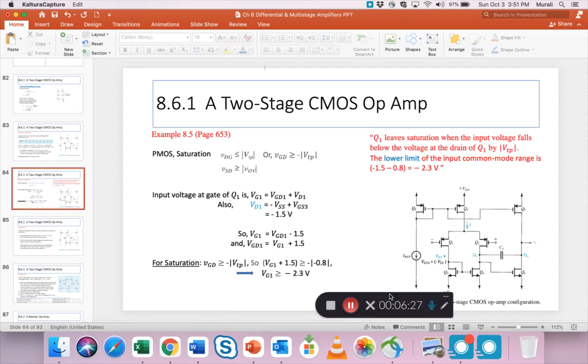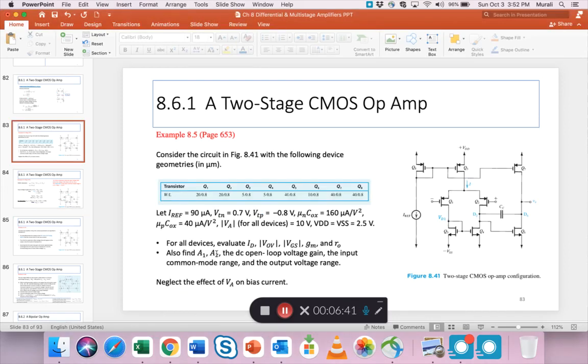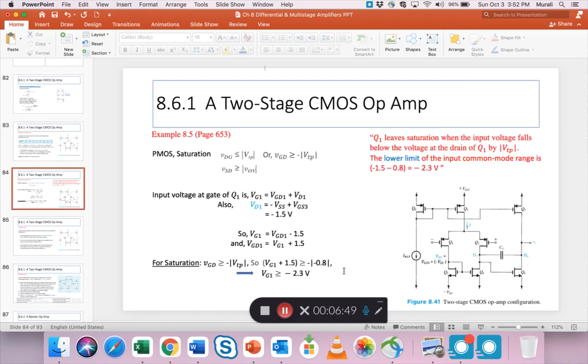In fact, I have a few more notes on this same example on my next slide also, where we have to find the input common mode range and the output voltage range. These are the two things to find. The input common mode range has a maximum and a minimum value. So there's VICM max and a VICM min. The lower limit is the VICM min, and he shows you how to calculate that. In fact, this sentence in red is from the textbook.